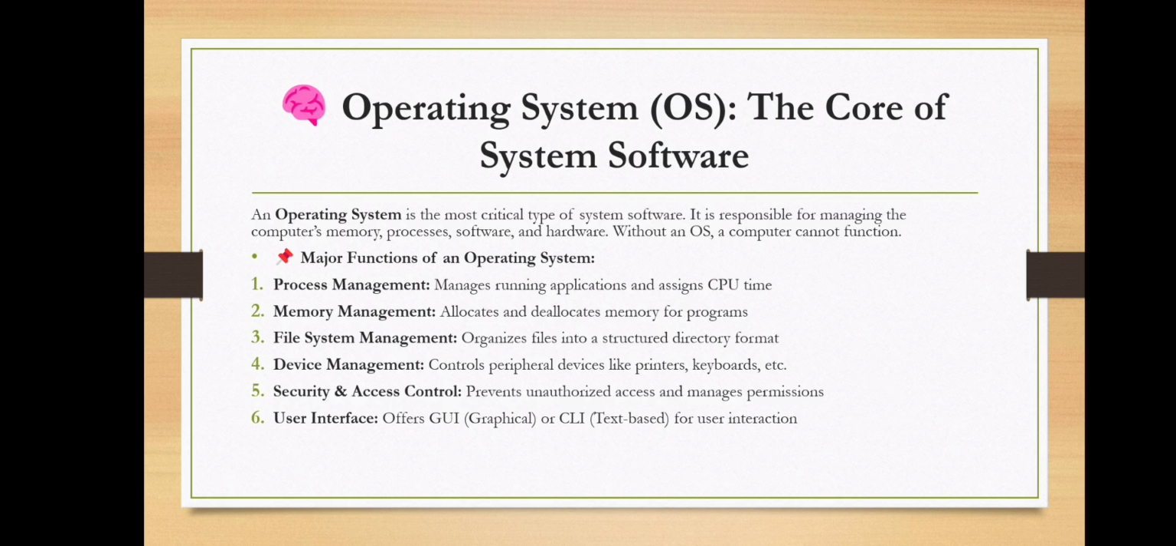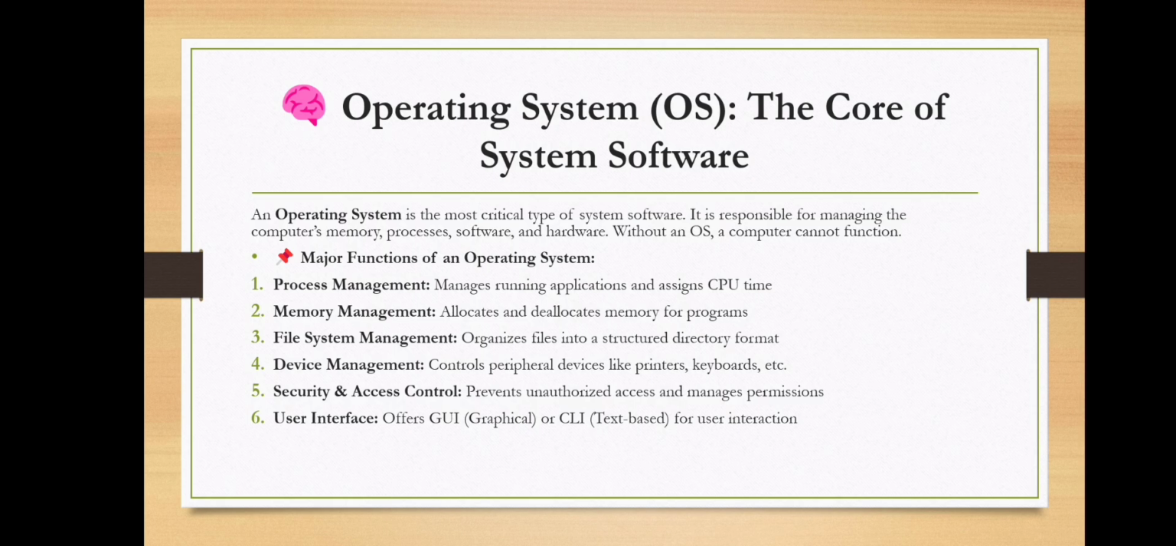In this video we will learn about operating systems or OS, the core of system software. An operating system is the most critical type of system software. It is responsible for managing the computer's memory, processes, software and hardware. Without an OS, a computer cannot function. Now we discuss some major functions of operating system.